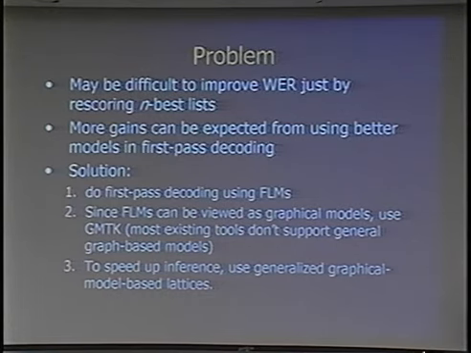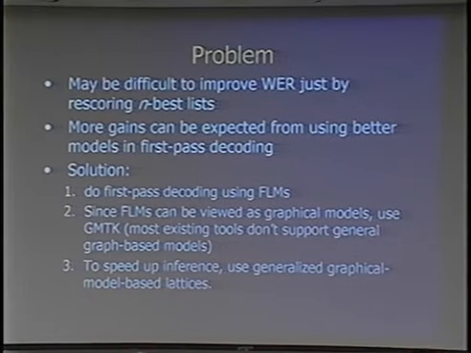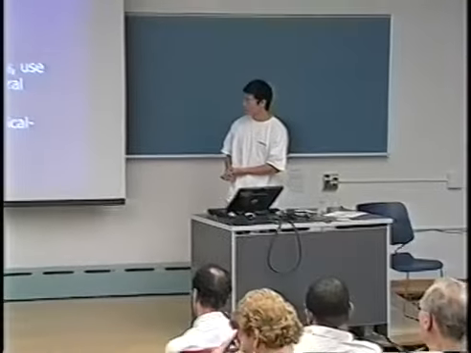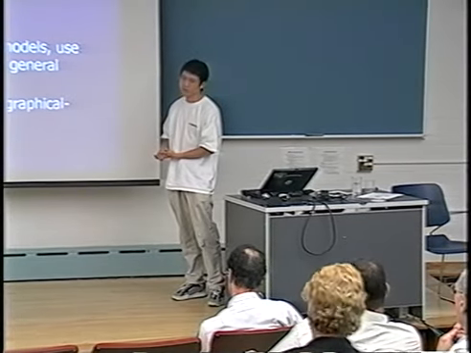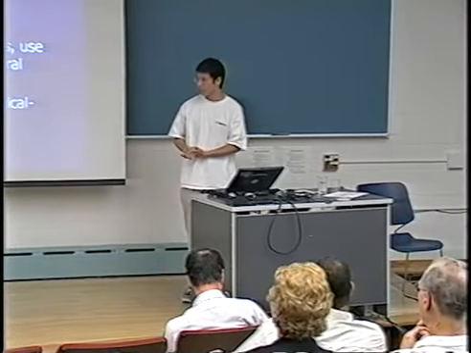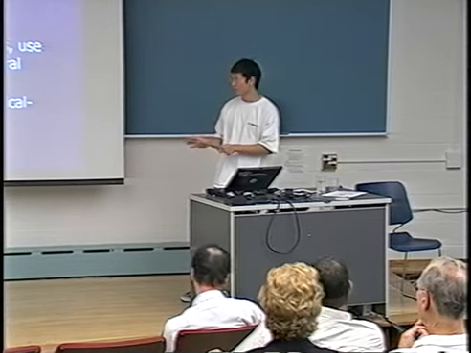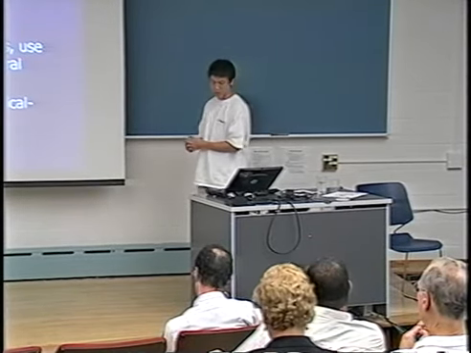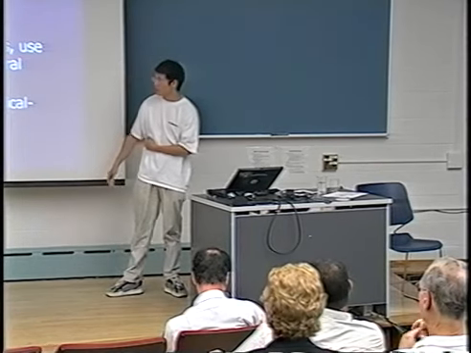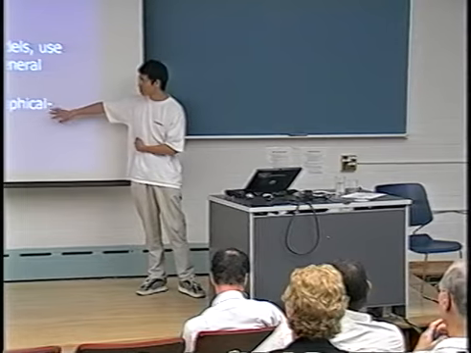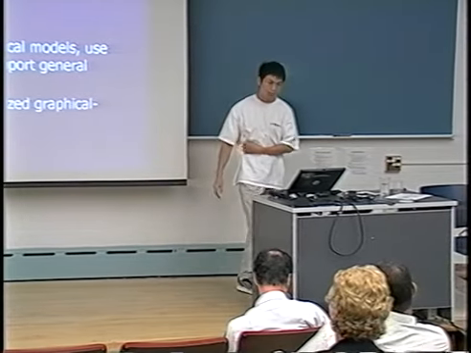We can do this, but we have some trouble because most of the existing tools, such as HTK, handle HMMs, but a factor language model is a kind of general graphical model. Hopefully, we have a very powerful tool developed at last year's workshop called the Graphical Model Toolkit, which can handle all kinds of directed graphical models. And next, to speed up the inference, we will use a brand new notion which we call graphical model space lattices.